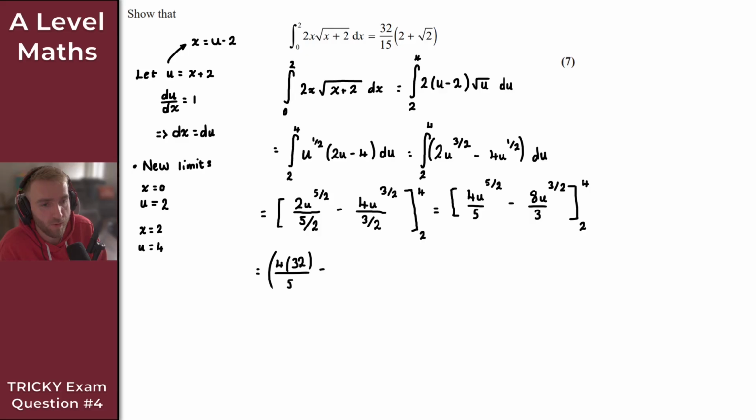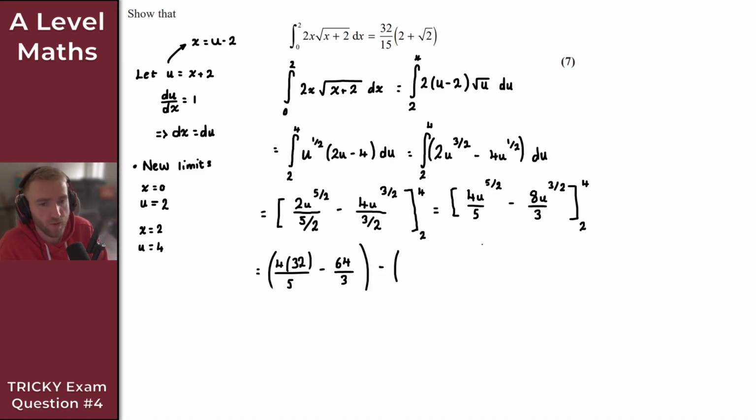So again, take the square root of 4 here. So that's 2. Raise that to the power of 3, which is 8. So 8 times 8, which is 64. So I get minus 64 over 3. So that's my upper limit here. We now subtract the lower limit. So minus here. So now replace u with 2 here. So I've got the square root of 2, raise that to the power of 5. So that's root 2 times root 2 times root 2 times root 2 times root 2.